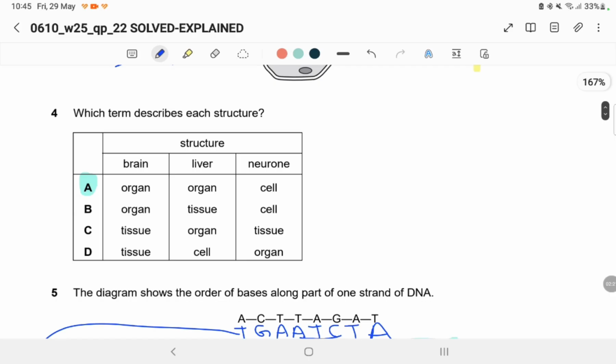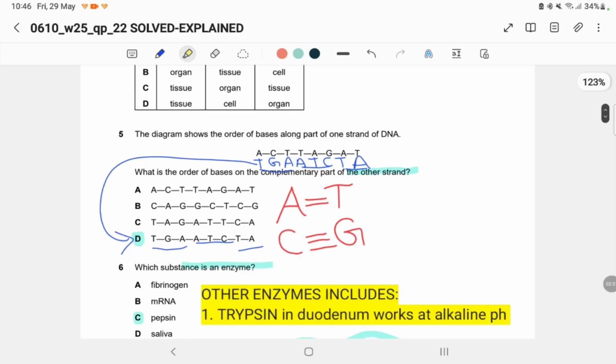Which term describes each structure? Basically here you're just going to remember the definitions that you had learned when you were learning the syllabus. So brain is an organ. Why is it an organ? Because it consists of different tissues which work together to perform a specific function. And liver is also an organ because it consists of many tissues, and one of these tissues is muscular tissue. And neuron of course is a cell because it's a nerve cell, and it's found in our nervous system in the brain.